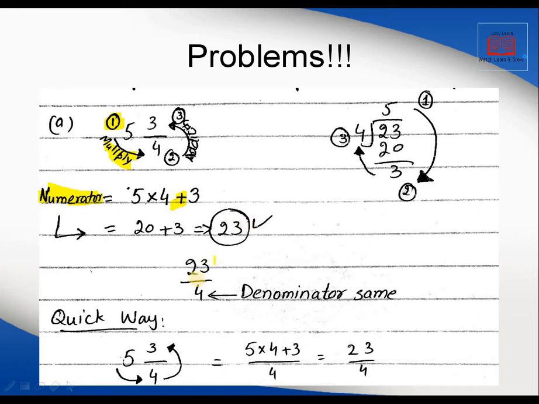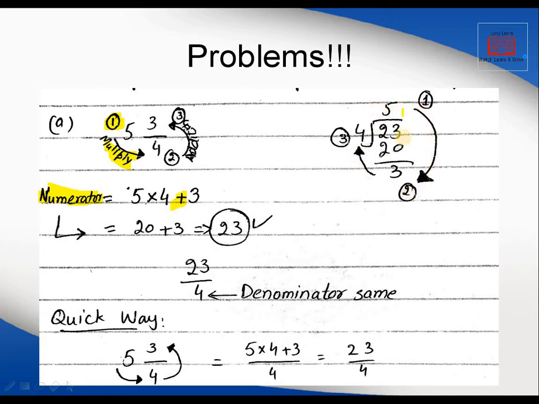23 divided by 4. The denominator is the same, you can see here. So you can see this is the correct answer. Basically the question was 23 divided by 4. If we go back, 4 into 5 is 20. We cannot go with 6 because it exceeds, since 4 into 6 is 24. So 4 into 5 is 20, and the remainder is 3.